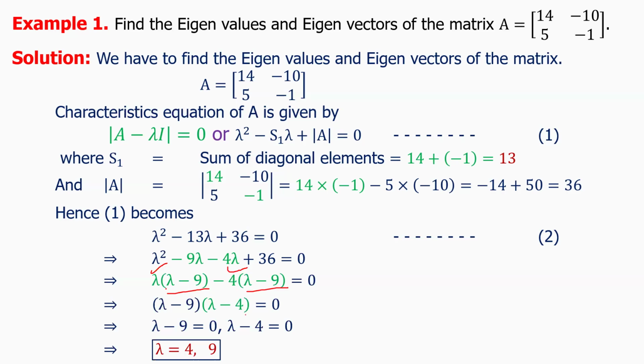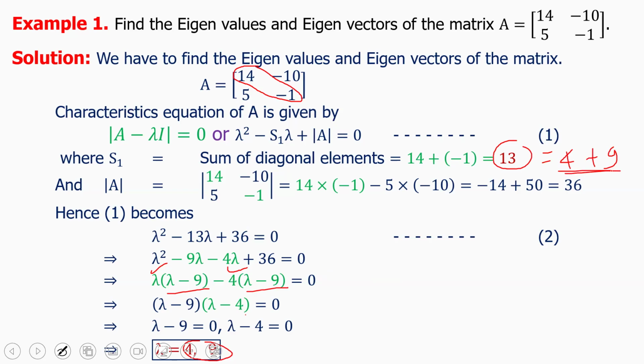Now let us check whether these are the eigenvalues of the given matrix or not. While discussing the properties of eigenvalues and eigenvectors, we have already seen that the eigenvalues of a given matrix and the trace of the matrix have a relation. That relation is the sum of the diagonal elements. The sum of diagonal elements is 13. And the sum of these eigenvalues, 4 plus 9, is also equal to 13.